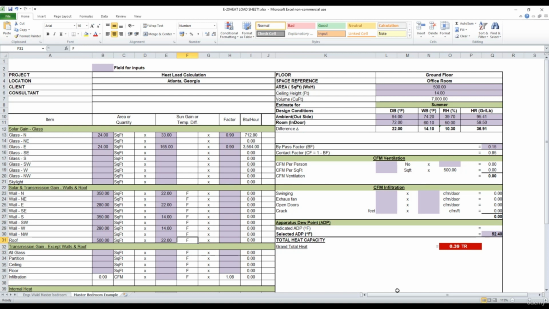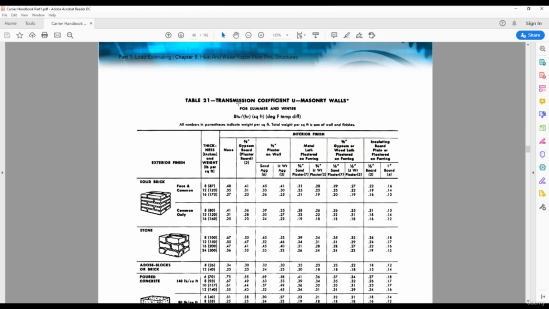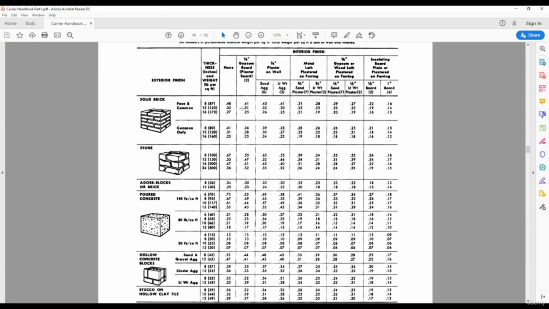To find out the U factor of the wall and the roof, we have to refer to table 21 at page 66 of the handbook. Since the brick wall is 8-inch in thickness, we are going to consider the U factor of a sand-plastered wall. The U factor for that type of wall is 0.45 BTU per hour per square feet per degree Fahrenheit. And for a 12-inch concrete with sand plaster with a concrete density of 140 pounds per cubic feet, it is 0.52. Once we add this in the field, we find out the heat gain through the wall and the roof.